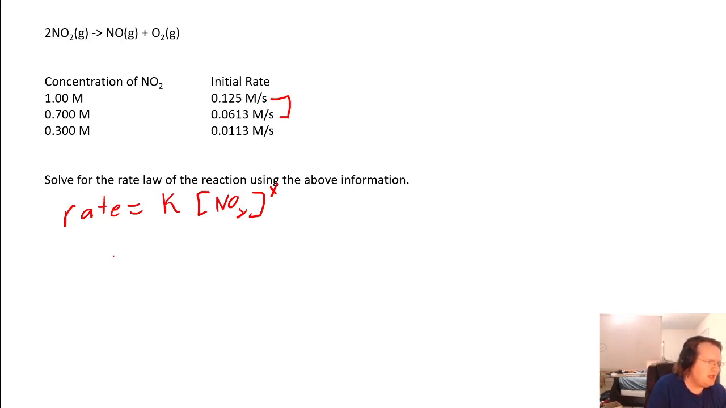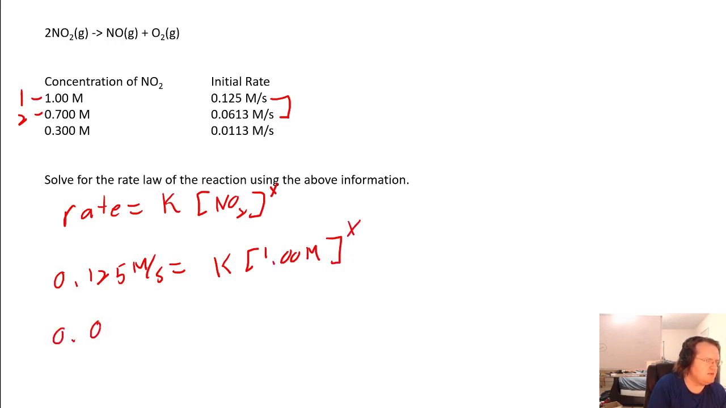So what I do is write out both rate laws, and then divide them by each other because some of the information is going to cancel out. First, I number them experiment 1 and 2. For experiment 1, the rate is 0.125 molar per second equals k, which we don't know, times 1.00 molar to the x power. Then our second one is 0.0613 molar per second equals k times 0.700 to the x power.